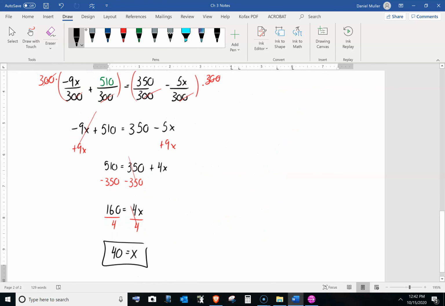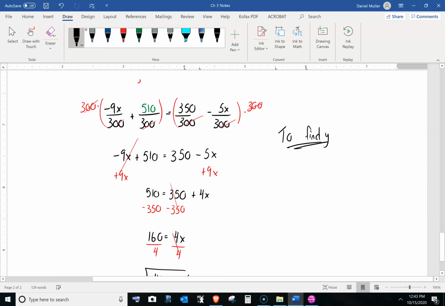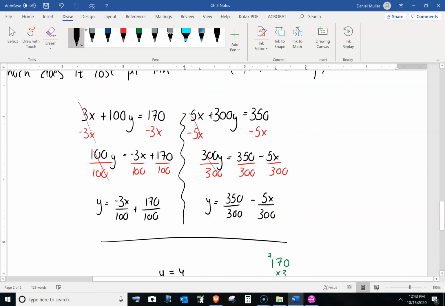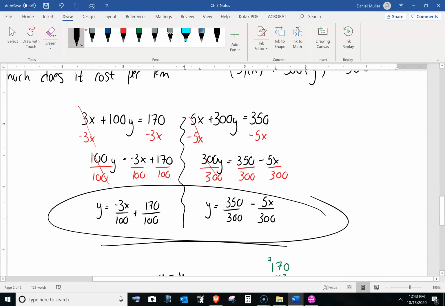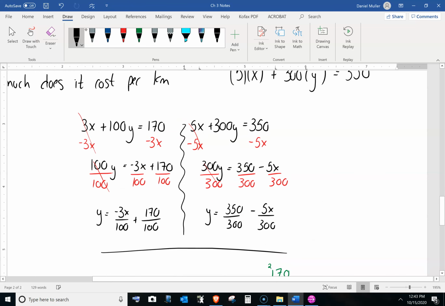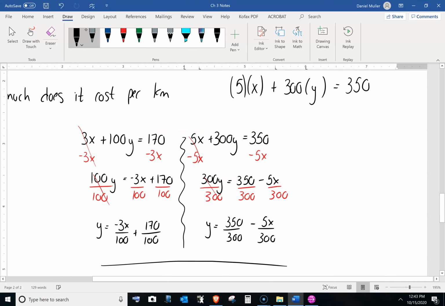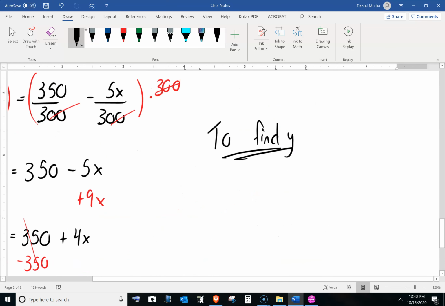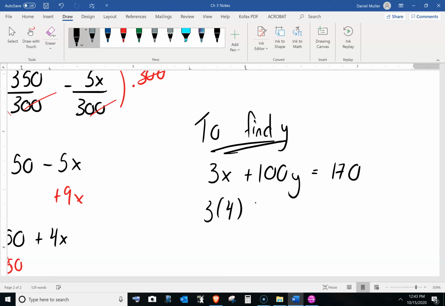So now, because I've run out of space, I need to find Y. So I can choose an equation and plug 40 in for the X. These equations both have fractions because I never reduced them, so I'm just left with these ones. I'll do the smaller number one, the 3x plus 100y. So 3x plus 100y is equal to 170. And I know that my x is now 40.